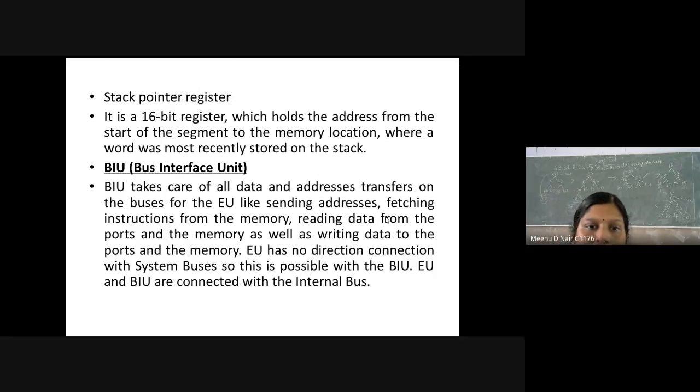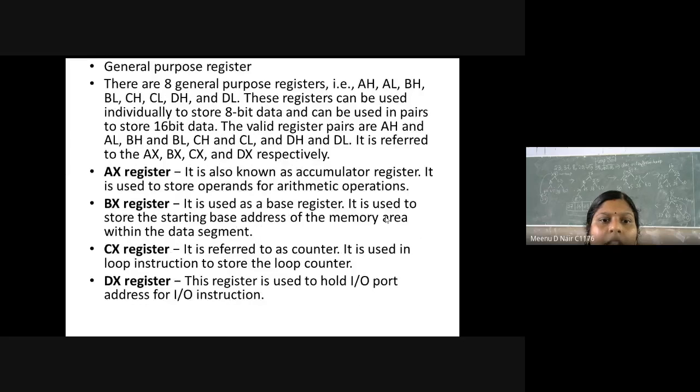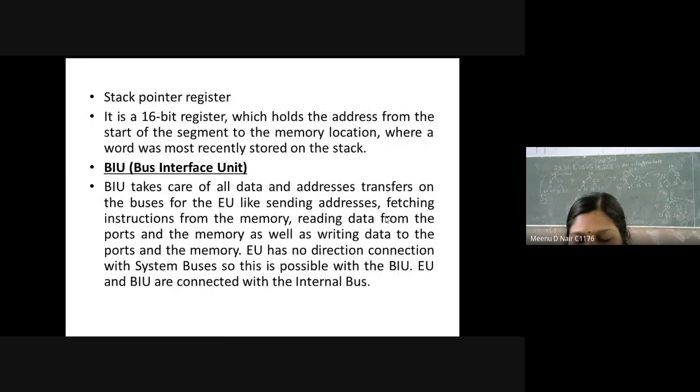And the last one is the stack pointer. The stack pointer is the same as what is there in your 8085. The only difference is that here it is a 16-bit stack pointer register, but in the case of 8085, it was only an 8-bit register. Here it is a 16-bit register. That is the difference between the stack pointer in 8085 and 8086.